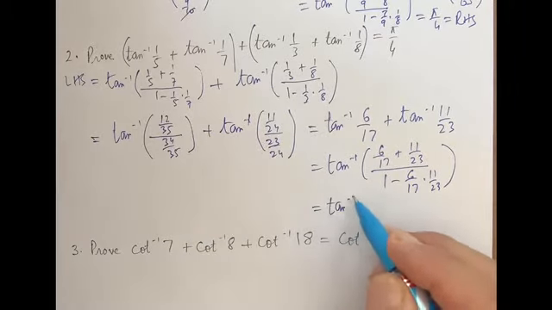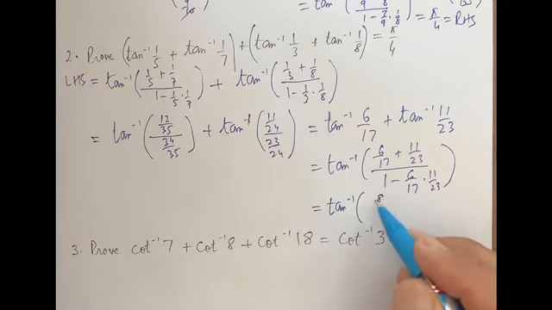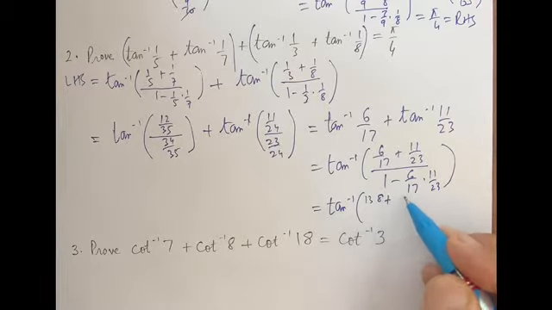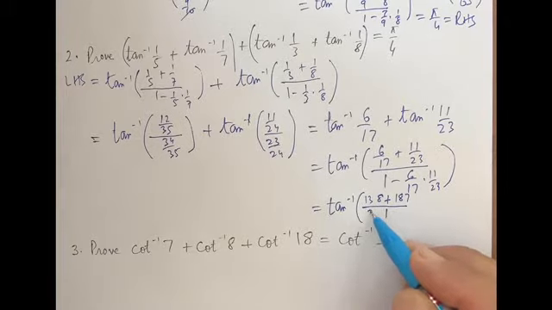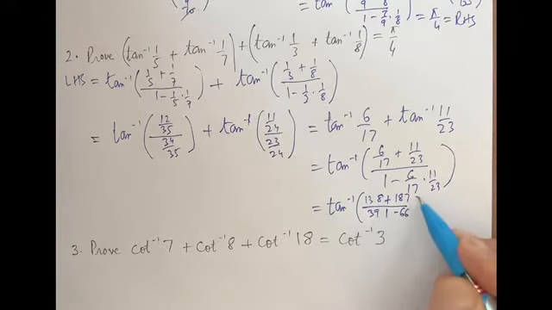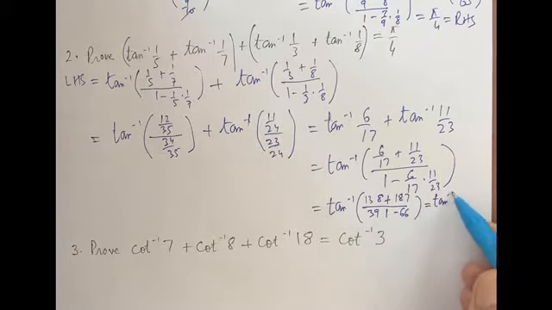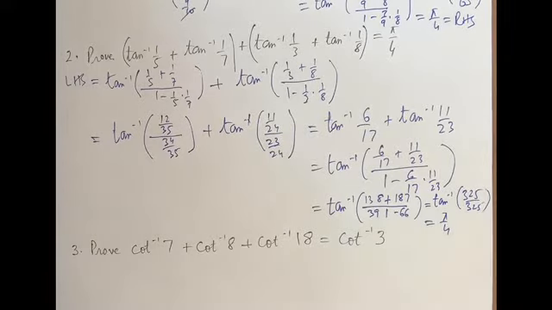This is tan inverse of 138 plus 187 upon 391 minus 66. This is tan inverse of 325 upon 325, tan inverse of 1, which is again pi by 4.